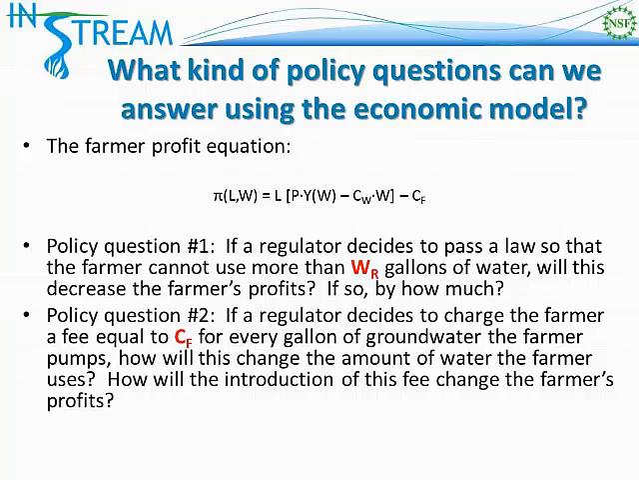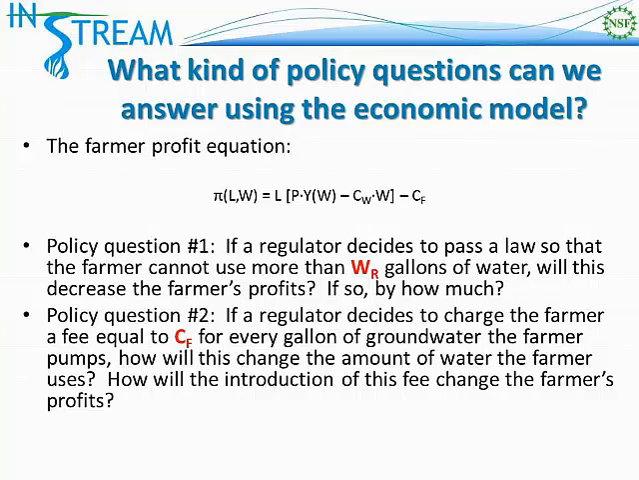And so then you have profits under profit maximization for the farmer and profits under this law where the farmer can only use W sub R gallons of water. And you can compare those two profits in order to see what is the loss to the farmer in terms of profits due to the regulator passing this law.